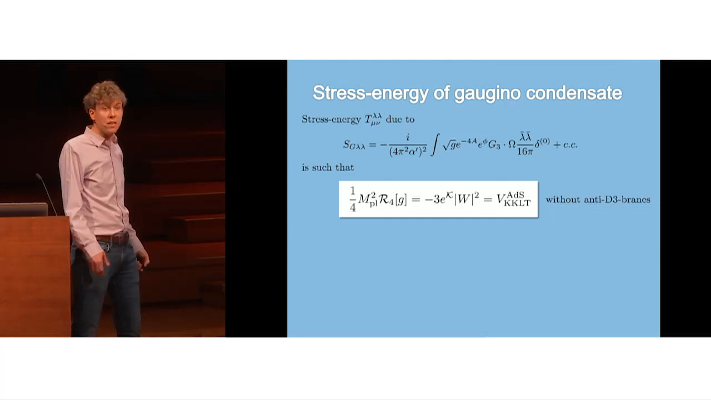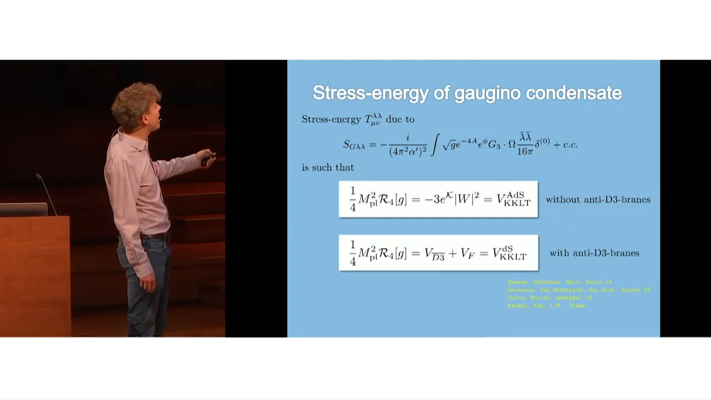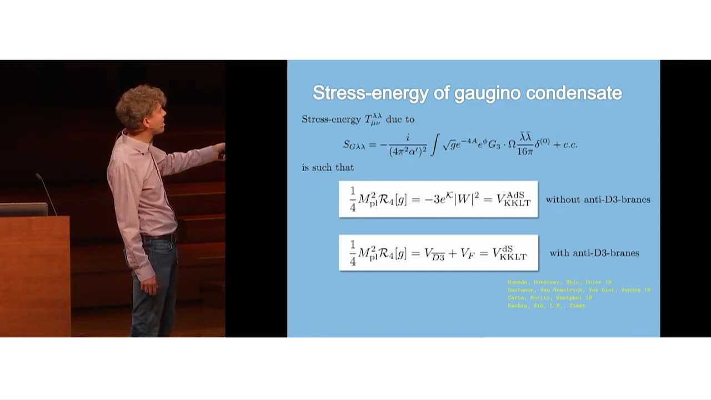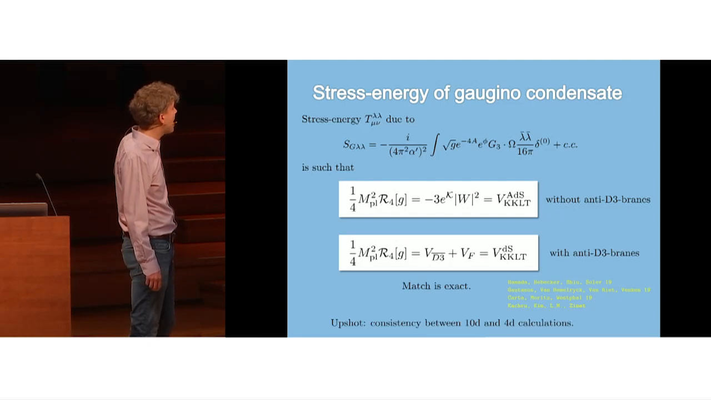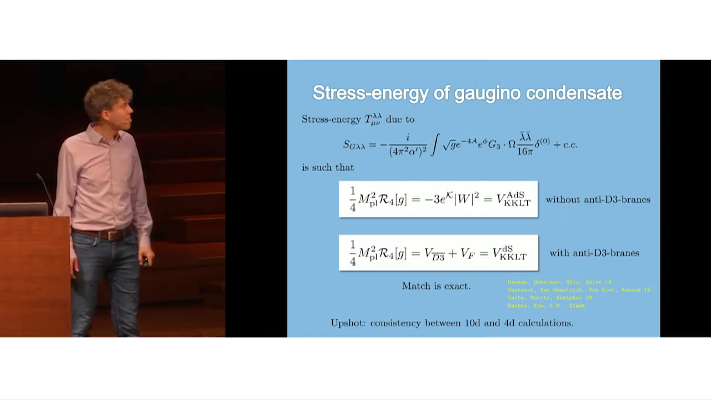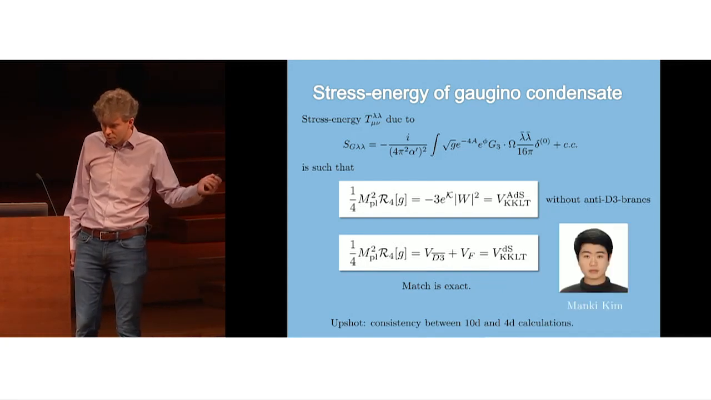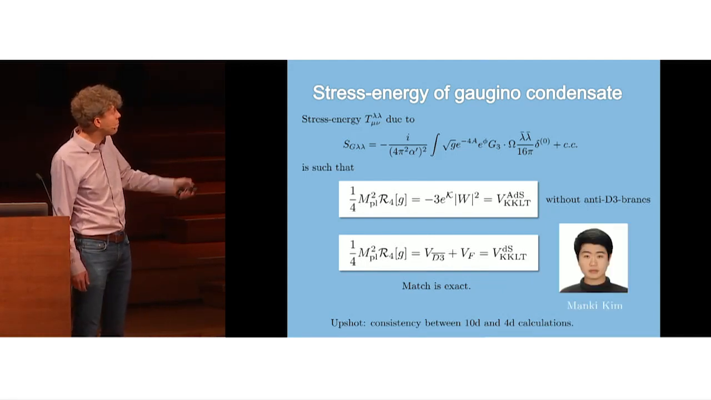And if we repeat the calculation in the presence of antibranes, again, the 10-dimensional equations of motion cause the four-dimensional curvature to take exactly the KKLT, now de Sitter, value. So the match is exact, and the upshot is that there's consistency between the 10D and 4D calculations. Let me highlight that a lot of these results depend on work of my student Manki Kim, who's here.